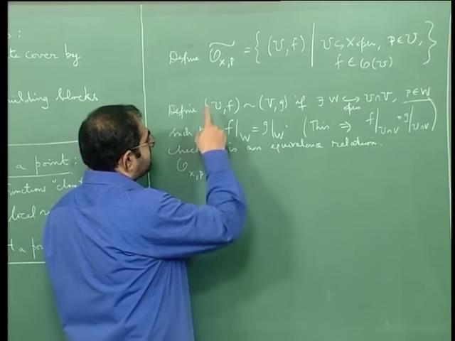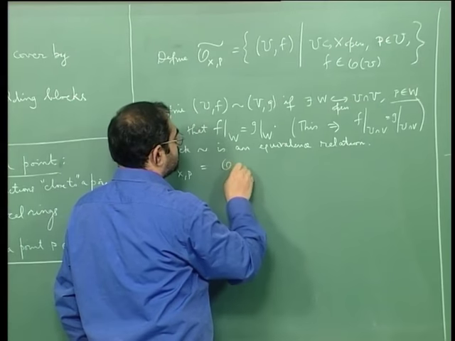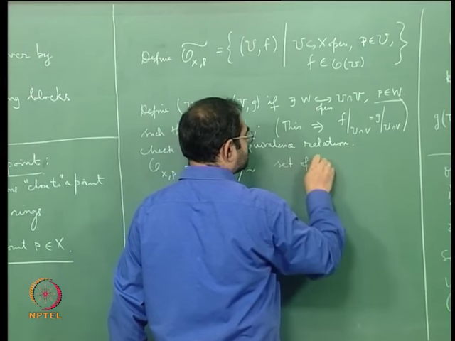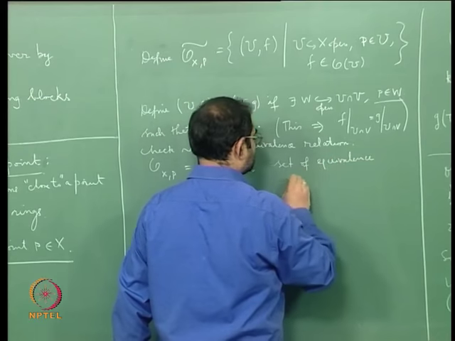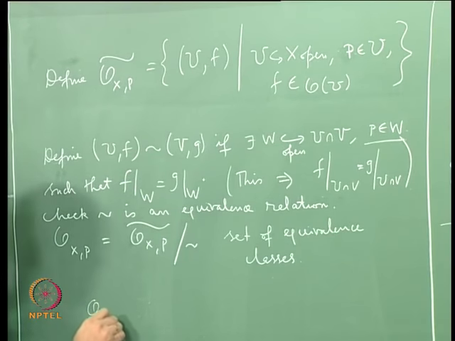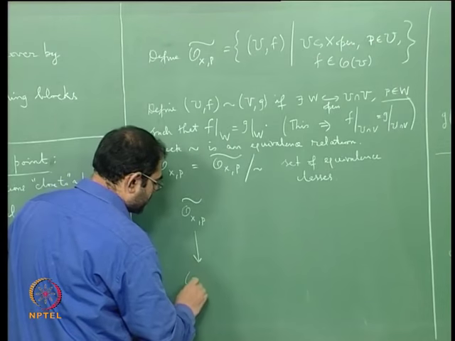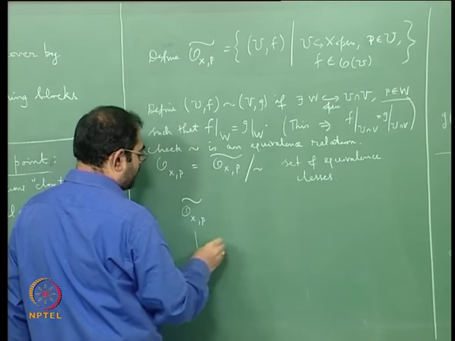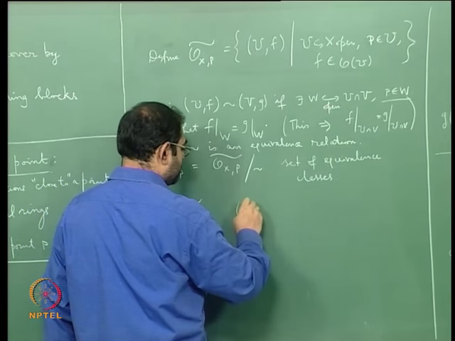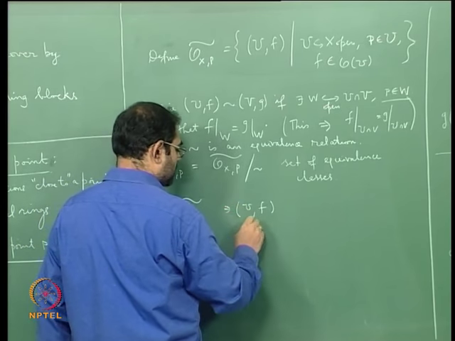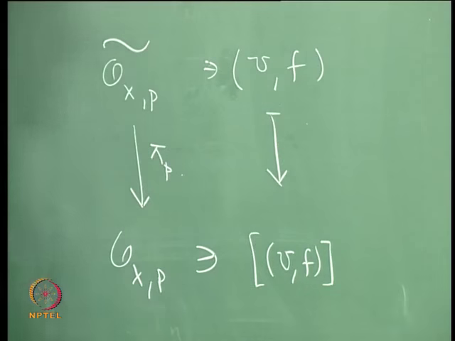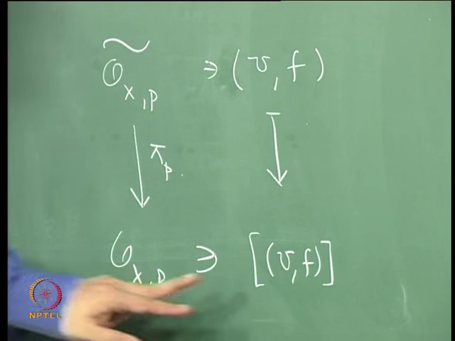So we take OXP to be the set of equivalence classes, which is just OXP tilde modulo this equivalence. And you have this natural quotient map from OXP tilde to OXP, and this is pi p if you want. Okay, and this sends an element (U, f) to its equivalence class, which I'll signify by putting a square bracket. This is the map.